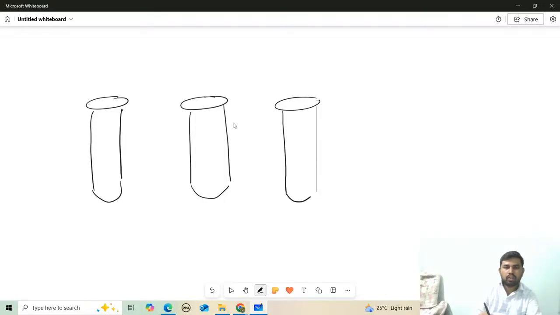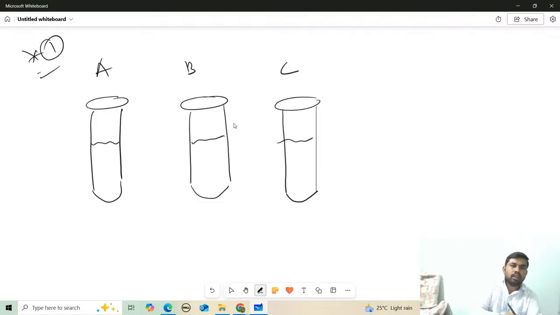Okay, three test tubes are there. Here we don't know which solution is which, so let me label them as A, B, and C. This is the blue litmus question on acids.